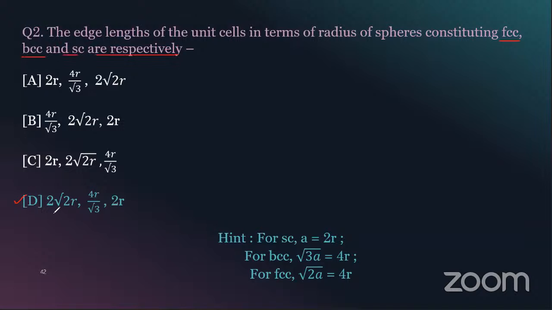Okay. So like that, you get 2 by root 2R, 4R by root 3, and 2R. I've also given the values over here for A for all of them. So from this, we calculate the edge length. That means we have to calculate A everywhere. Everybody understood this? Any questions?